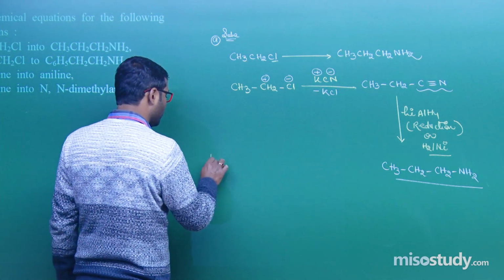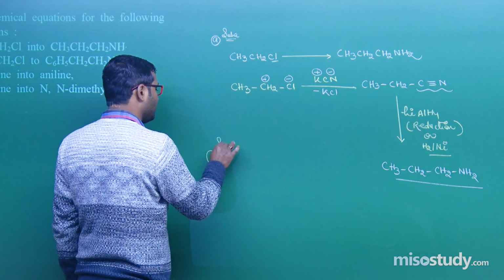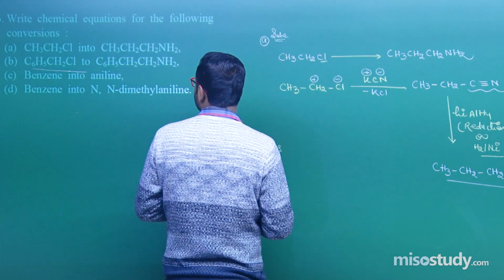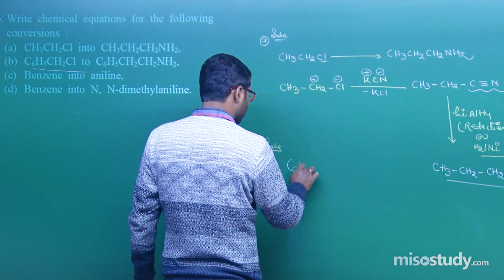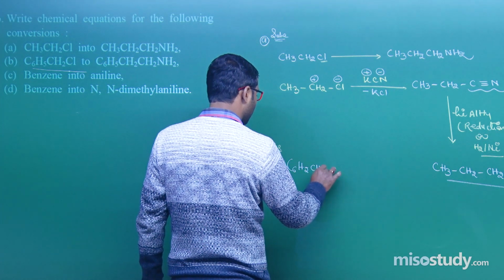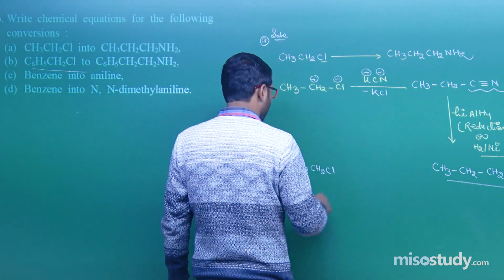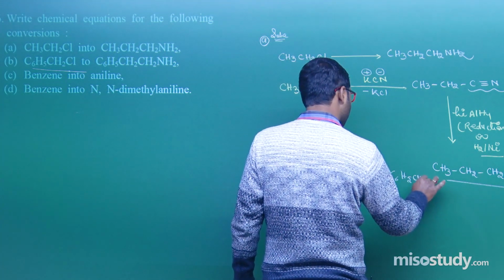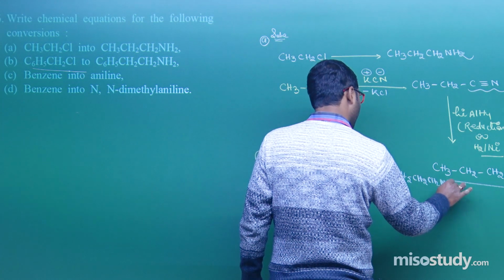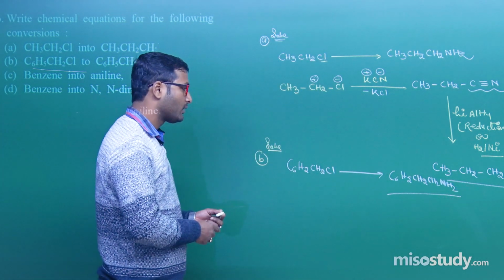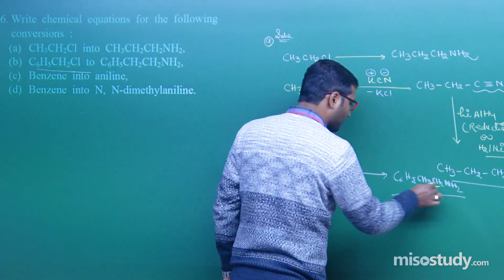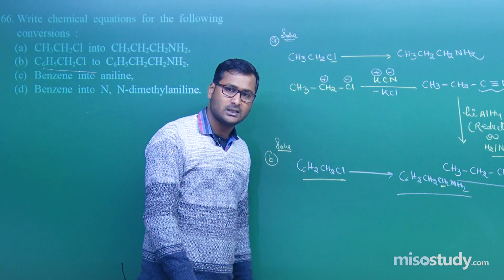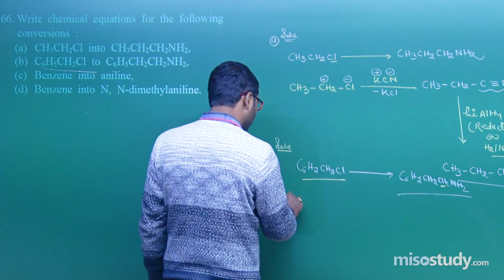Now the next one is the B part. What is the B part of the question? Given C6H5CH2Cl, benzyl chloride, a similar question. You have to convert it into C6H5CH2CH2NH2. Clear? Now look, here is the addition of 1 more carbon. So first of all, we have to increase the number of carbons in C6H5CH2Cl.